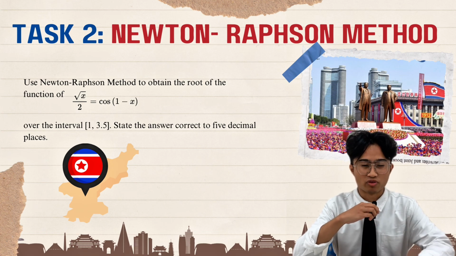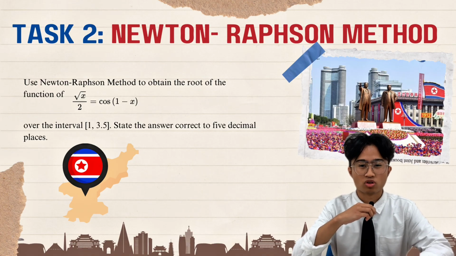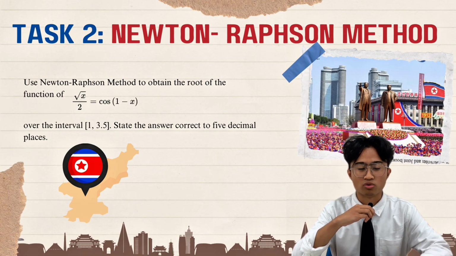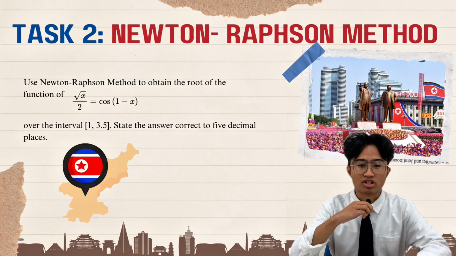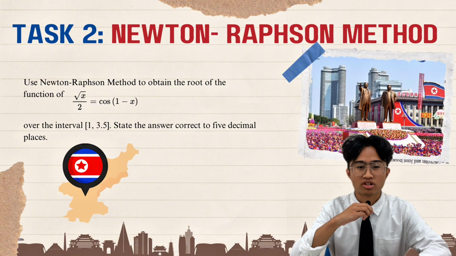First, let f of x equal 0 to find the root of the equation, which is f(x) equals cos of 1 minus x minus square root of x over 2. Then, we differentiate the equation and we get sine of 1 minus x minus 1 over 4 sec x. We start with an estimation of 1 for the initial iterative value x0.